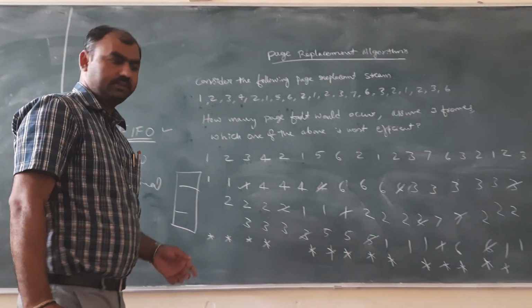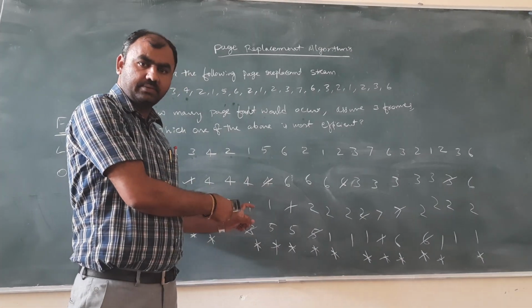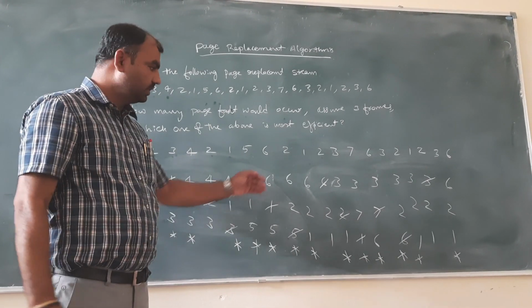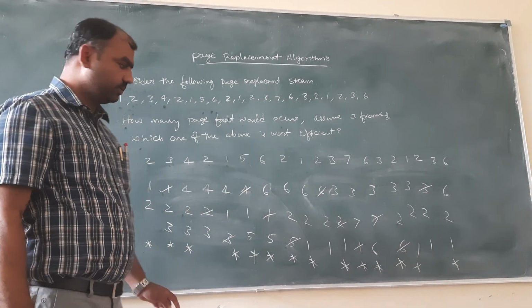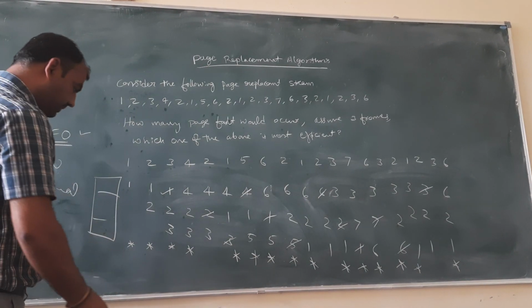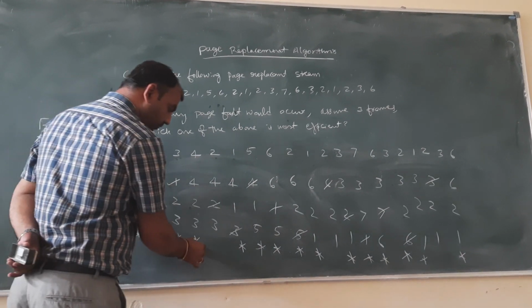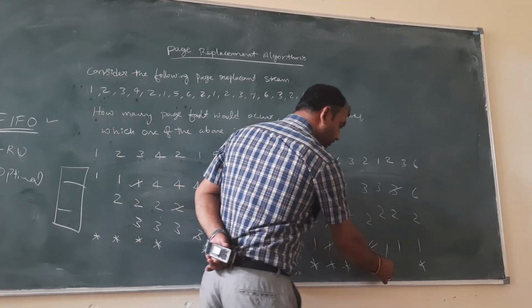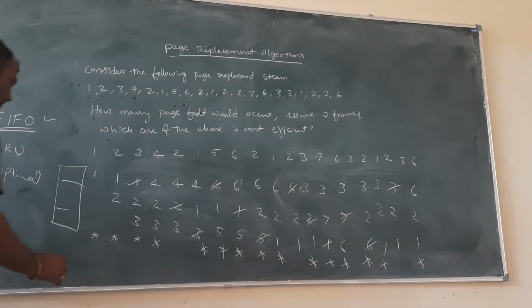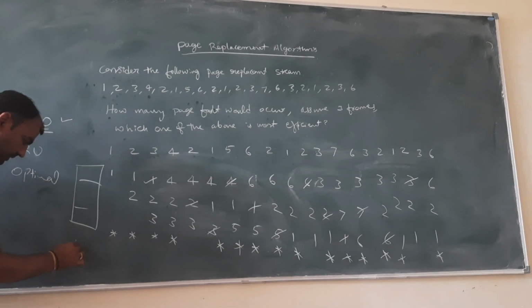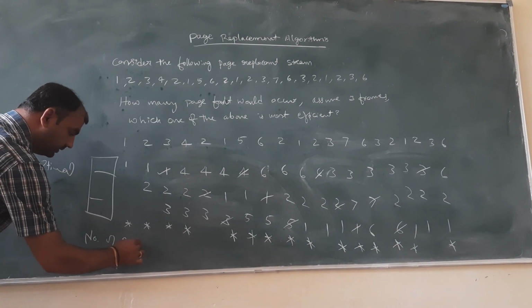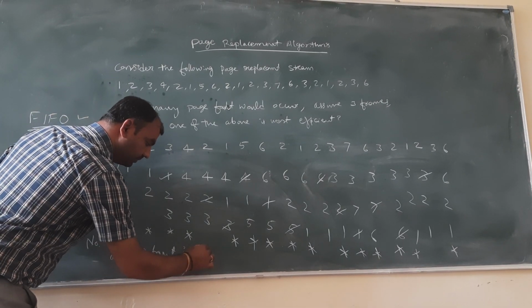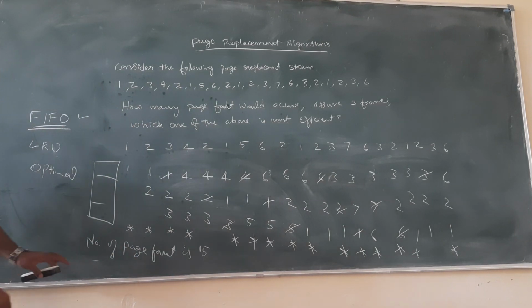Okay. What I have done is, when replacement is required, I remove the one which came earlier, that is removed and replaced with the new page. That's it. Okay. So now you count all these things. So 1, 2, 3, 4, 5, 6, 7, 8, 9, 10, 11, 12, 13, 14, 15. So total number of page faults is 15. That's it.